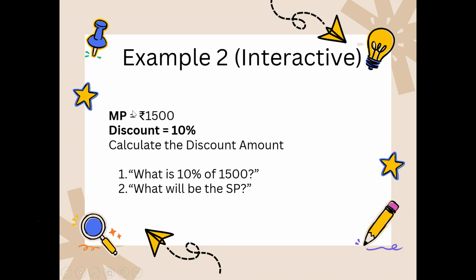So here you have already been given a mark price, okay? You have already been given a discount of 10%. What you have to do is calculate the discount amount, meaning on that mark price, what you will actually pay after applying this 10% discount. Okay, so let's see how we are going to solve. First we will calculate what is 10% of 1500, and then what will be the selling price.